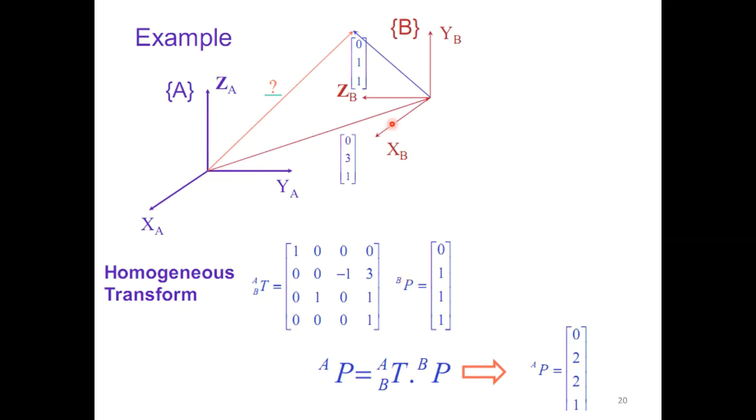Then BP is this one with respect to B, 0, 1, 1, 0, 1, 1. But you have to add another 1 here, right, to match it with the dimension. So after that, you use this equation. AP is equal to ABT times BP, and this is the answer, 0, 2, 2. Now, the interesting thing is this.